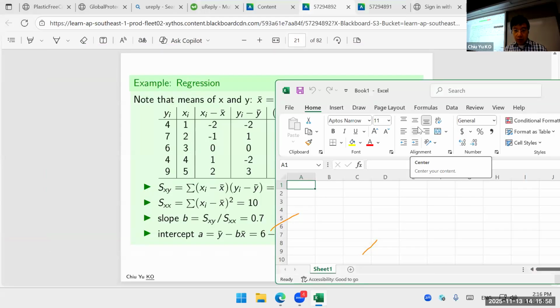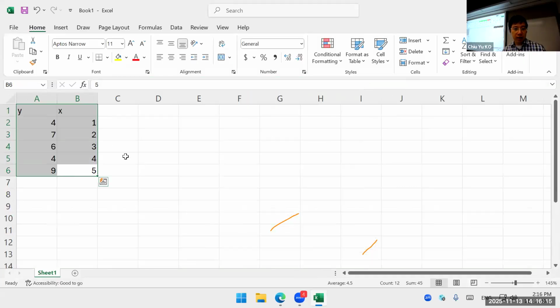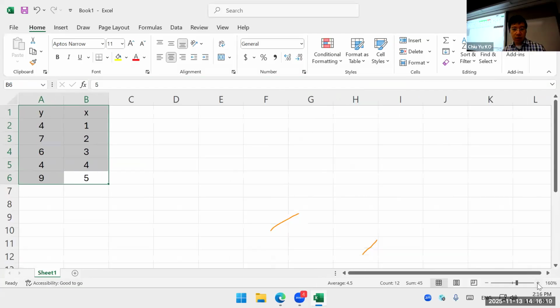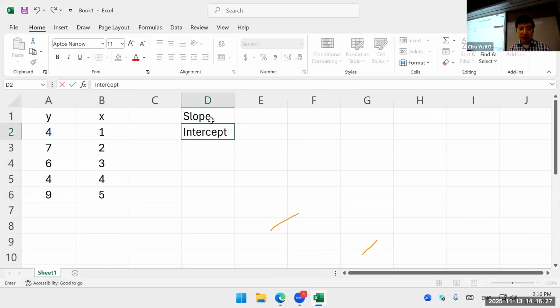So you have Y and X, okay? You have 4, 7, 6, 4, 9 here, and 1, 2, 3, 4, 5, okay? The question would be, can we get the slope and the intercept quickly? Slope and intercept. The answer is yes.